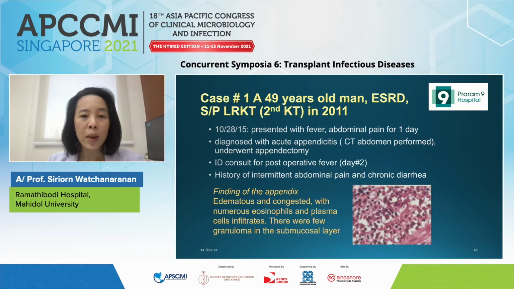History of abdominal pain and chronic diarrhea for a while before the presentation. This is the finding from the appendix. One can see edematous and congestion with numerous eosinophils and plasma cell infiltrate. There were also a few granulomas in the submucosal layer.